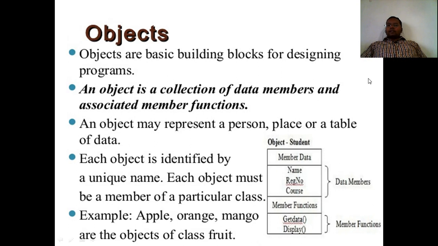See this diagram. The object name is student, with data members: name, registration number, course. These are called data members. And what is a member function? Get data, display data. These are called member functions of the object.